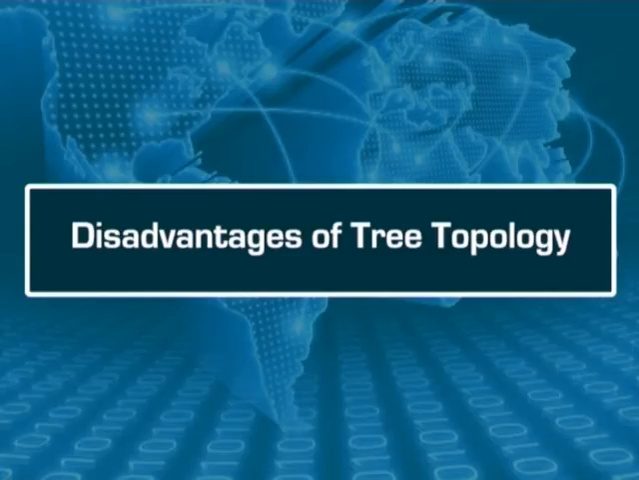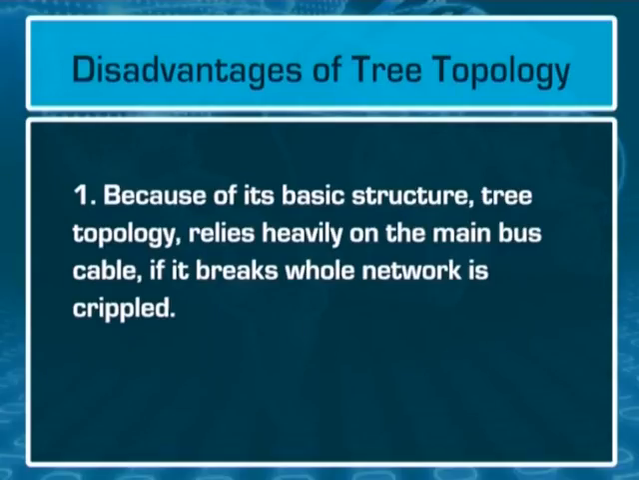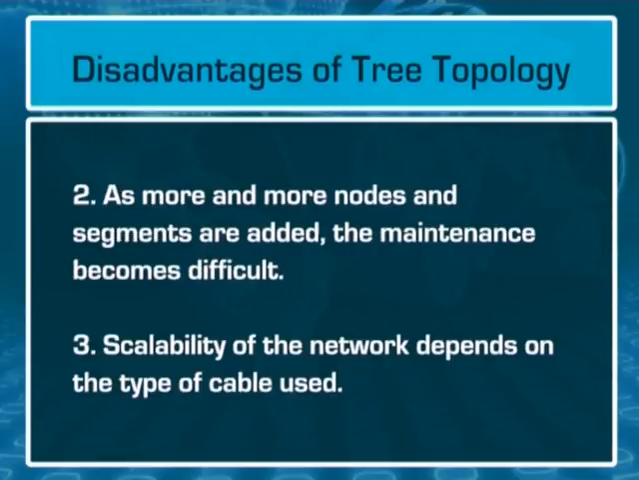Tree topology also has some disadvantages such as: number 1, because of its basic structure, tree topology relies heavily on the main bus cable. If it breaks, whole network is crippled. Number 2, as more and more nodes and segments are added, the maintenance becomes difficult. Number 3, scalability of the network depends on the type of the cable used.